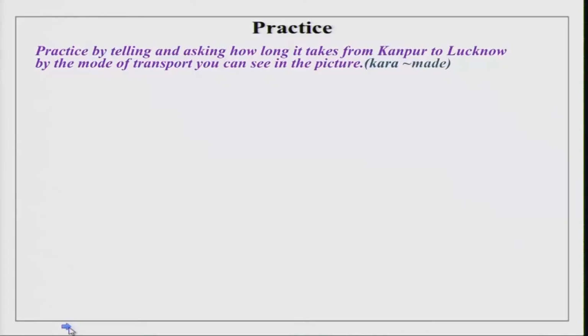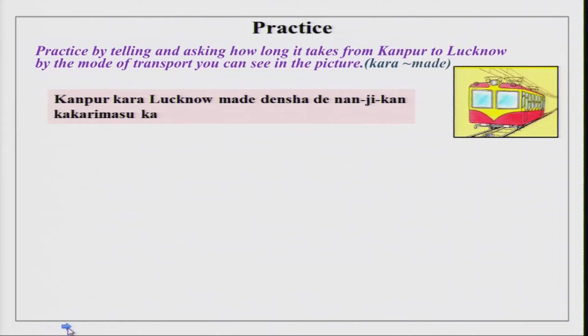You can see a picture of a train over here. Well, Kanpur kara Lucknow made densha de nanjikan kakarimasu ka. So this is a question you can ask, you can inquire. So well, the answer would be 2 jikan desu. Kan you have done earlier. Kan means span of time, period of time. 2 jikan desu.